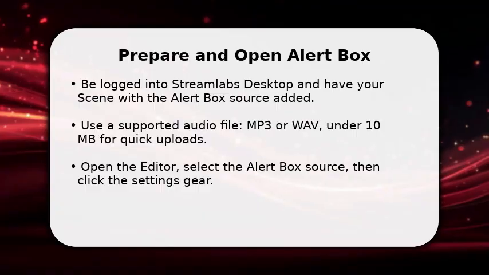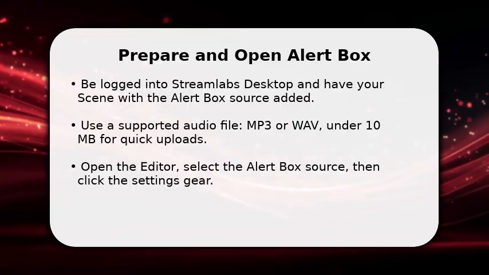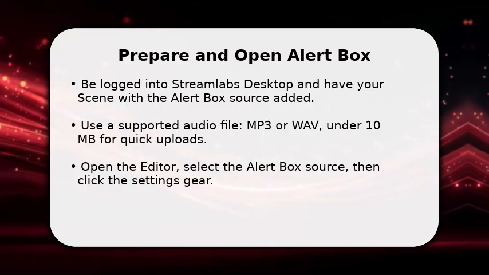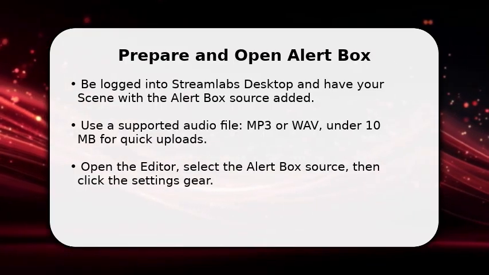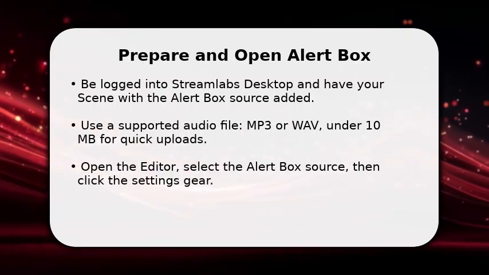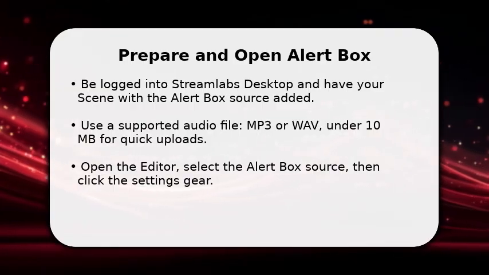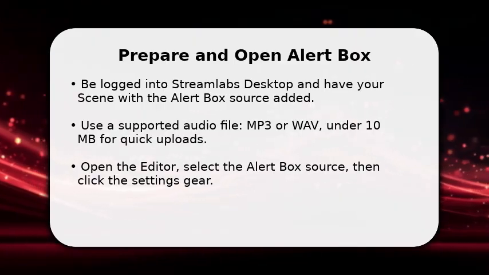Enjoy the video. You're starting with the editor open and the alert box source selected. This gets you straight into configuration. First, confirm you're logged in and the scene contains the alert box. Once done, click the gear to open source settings and choose the alerts category. You want to be in the right panel before changing sounds. This reduces confusion and keeps workflow efficient.